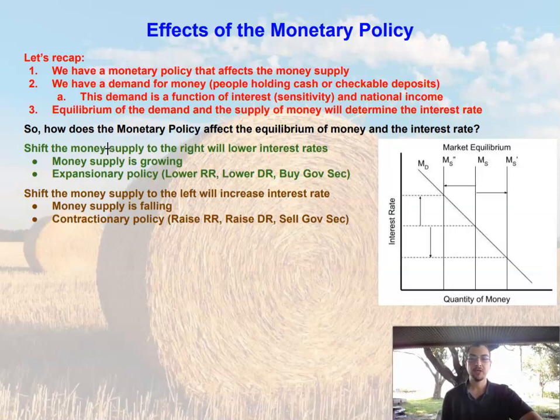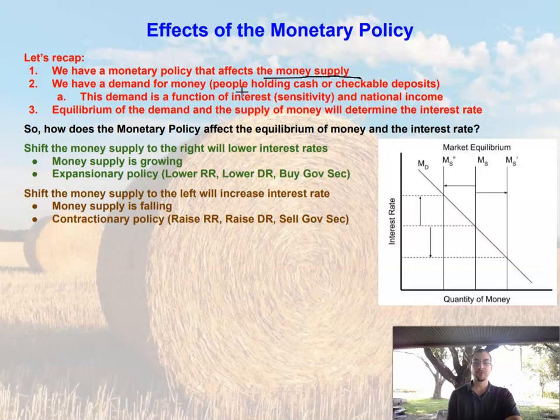First and foremost, we have a monetary policy that affects the money supply. That's where we talked about the Fed changing the buying and selling of government securities. That's where they're going to be dealing with changing the discount rate and changing the required reserve ratio. So we have a monetary policy that affects the money supply.